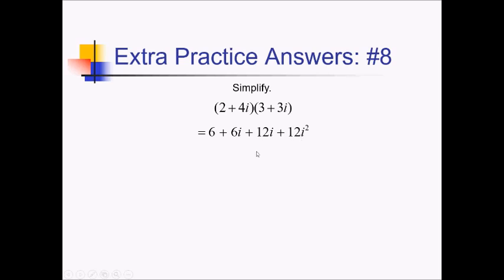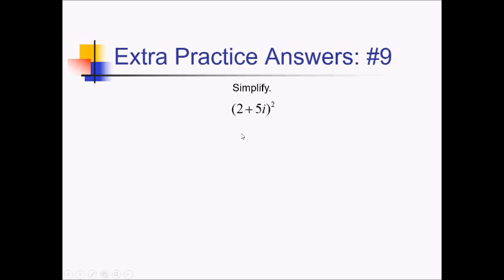Now we're going to combine some like terms and simplify powers of i. So this 6 right here is going to stay the way it is for now. 6i plus 12i is 18i. And then we have an i squared. That can be simplified to negative 1. So this last term is really negative 12. And then 6 plus negative 12 simplifies to negative 6. So we have negative 6 plus 18i.